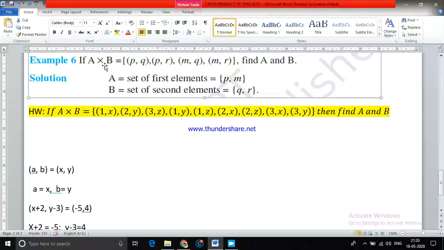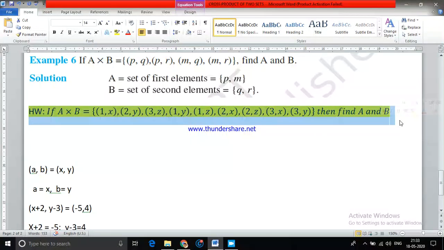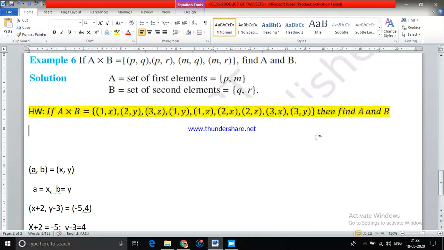I know this is A cross B, so in the ordered pairs, the first elements will represent the elements of A. So what are the first elements in the ordered pairs? p, p, m, m. So elements of A are p, m. If I go for the second elements, q, r, q, r. So those are the elements of set B. Again, you have one question as homework here. I have given the elements of A cross B. You have to find the elements of A and the elements of B.